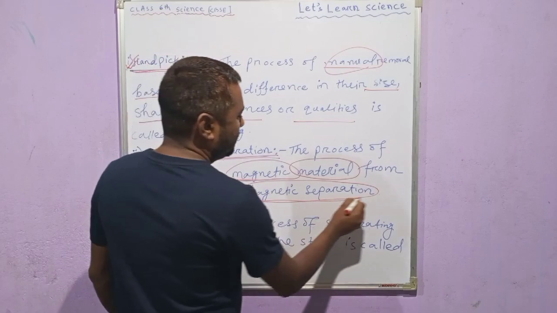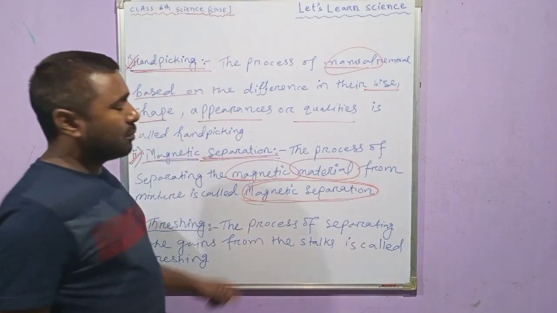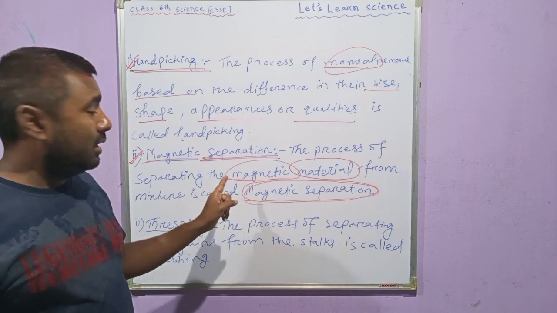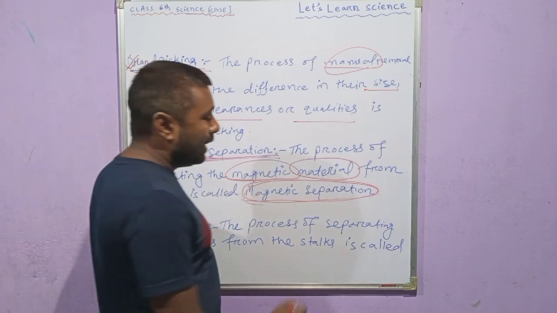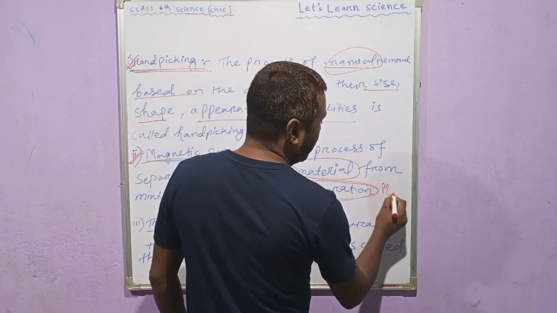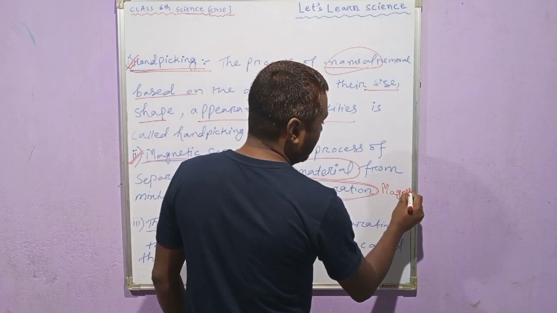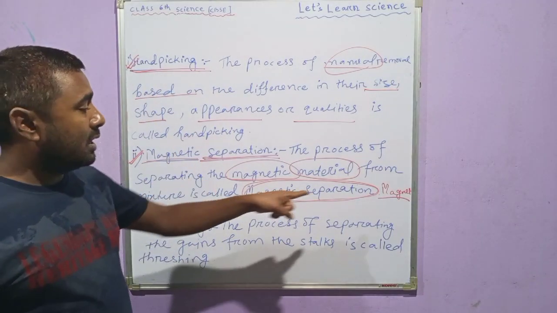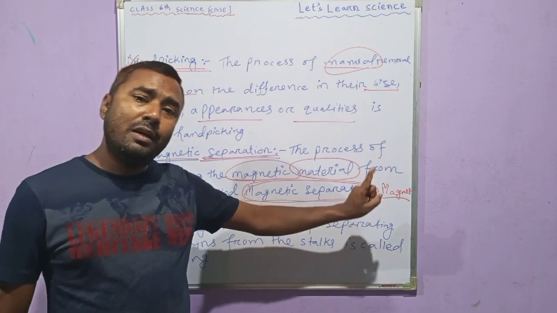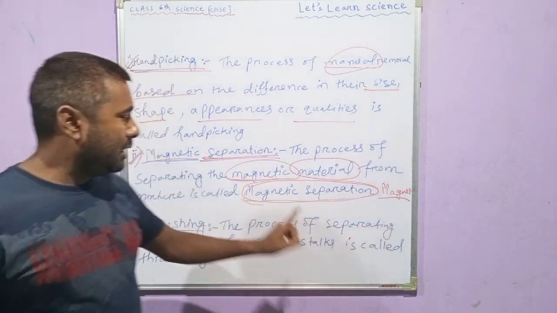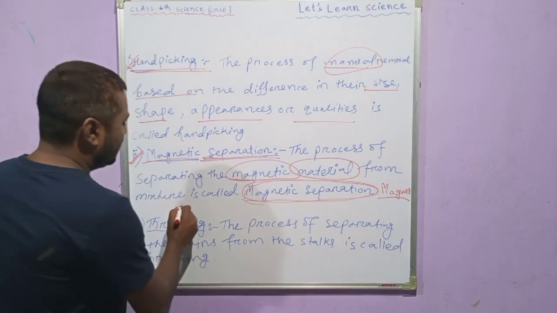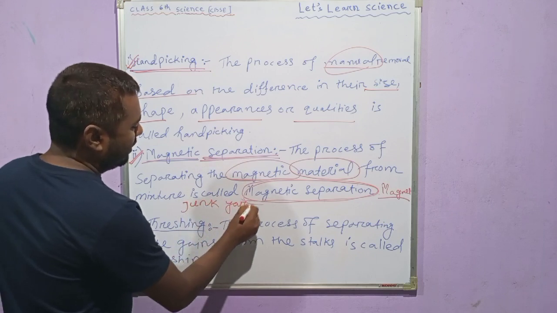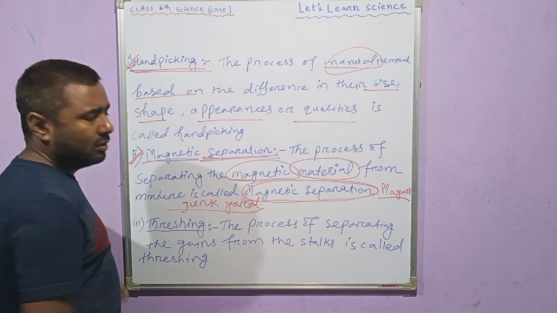The process of separating magnetic material from a mixture is called magnetic separation. And in this method, what is used? A magnet is used to separate the magnetic material. This method is used in a junkyard.